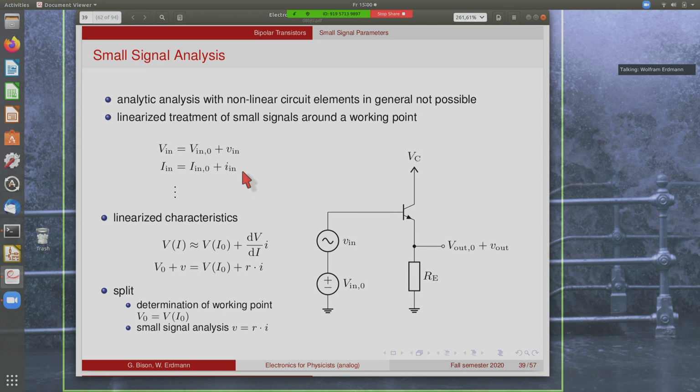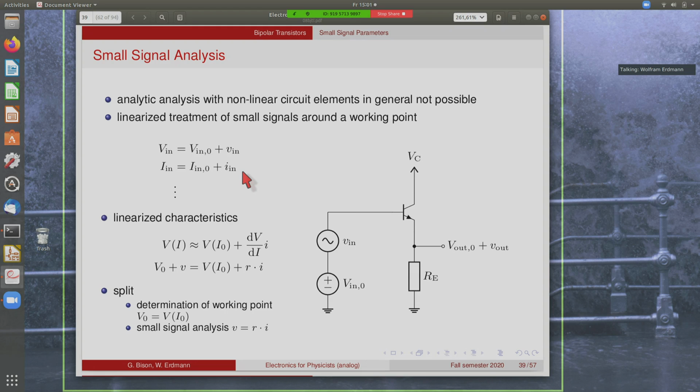Okay. Now to analyze this in more detail, one usually resorts to so-called small signal analysis. If you always want to do the full analysis, you need to do either SPICE or you need to solve these nonlinear equations involving exponential functions. But we often only want to know what happens around a working point when we change a voltage by a little bit. And so for this, one resorts to a linearized treatment of small signals around a working point.